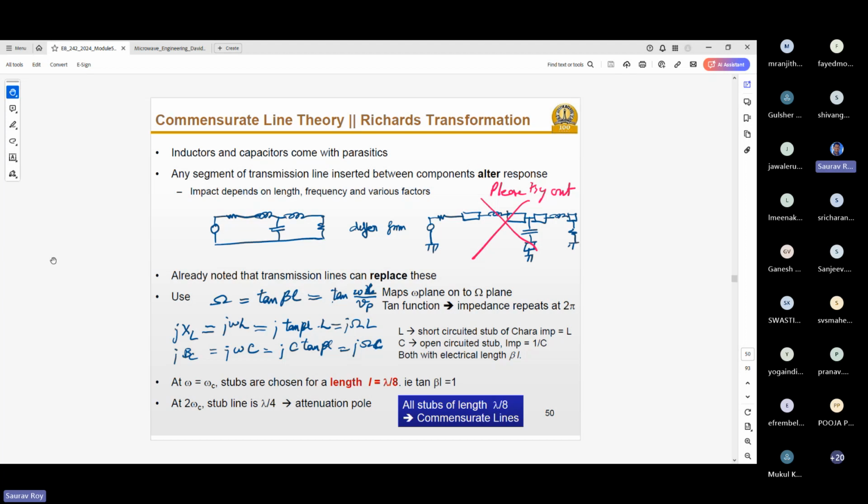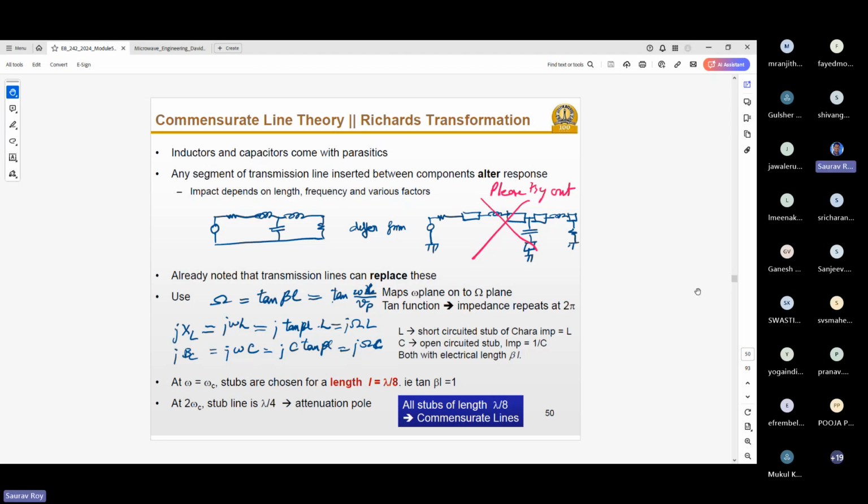So what does Richards transformation say? It says that you can replace a lumped capacitor or inductor with a microstrip line section, either open circuit or short circuit. This is a very interesting theory and very simple also, but it is kind of the backbone of many microstrip line circuit designs. This was done, I guess, around 1942. Richards, in his theory, was an engineer somewhere in the USA during the Second World War. There, he proposed this theory.